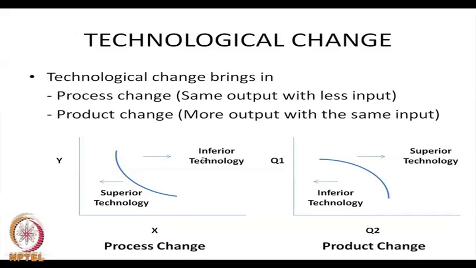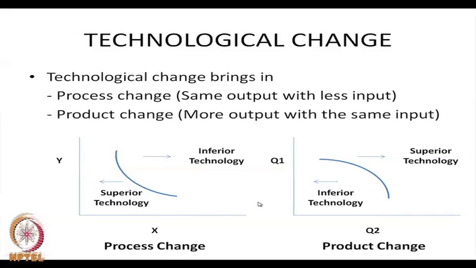Whereas, if it is a case of inferior technology, another farm using an inferior technology will experience an isoquant curve which will be on the right side of this, meaning that it will be somewhere here. For the same quantity q, it will require more x and more y. This is the case of process change.